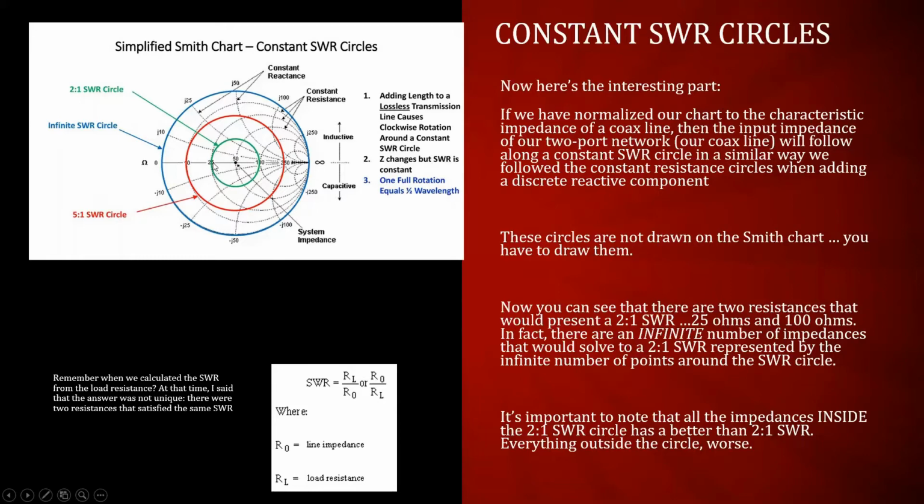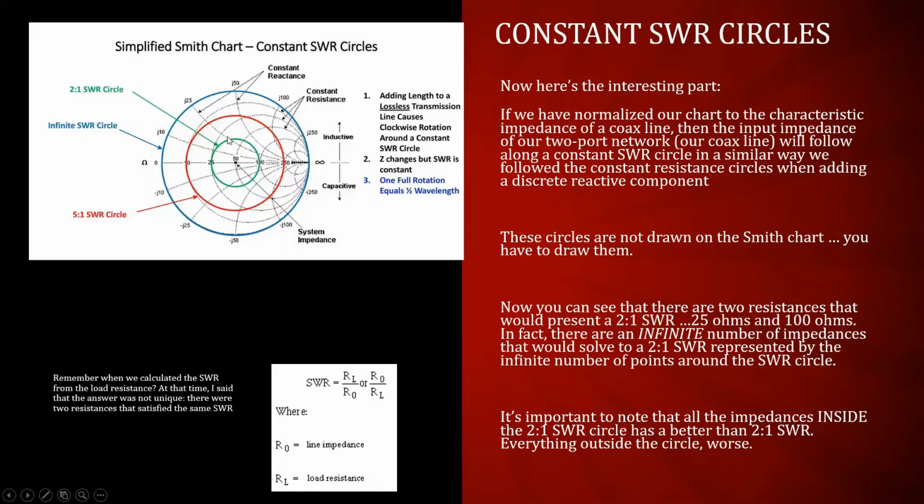So remember our example over here of 25 and 100 ohms? A 2-to-1 SWR circle intersects at 25 and 100 ohms, but it also is all these impedances all the way around, both capacitive and inductive. All infinite number of points on this circle will give you 2-to-1 SWR. Likewise, you can draw a 5-to-1 SWR circle. You can draw a 1.1-to-1 SWR circle. And as you increase the length of your transmission line, you are traveling around this circle.